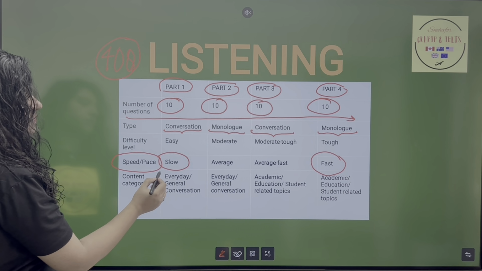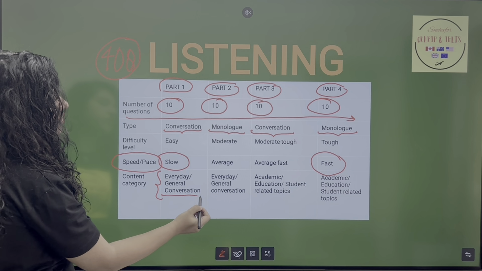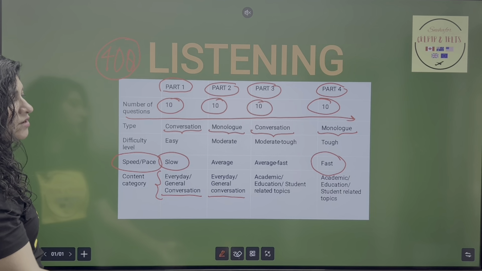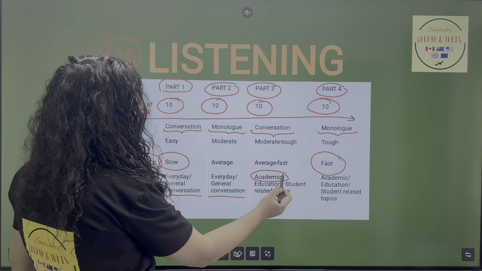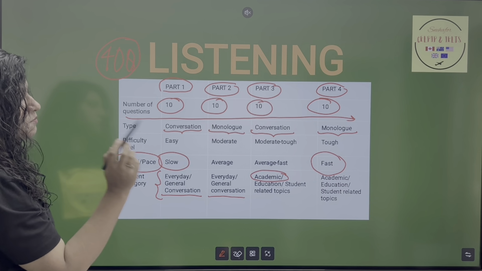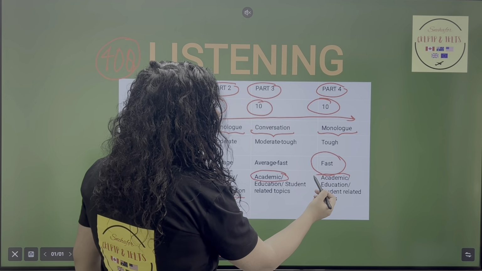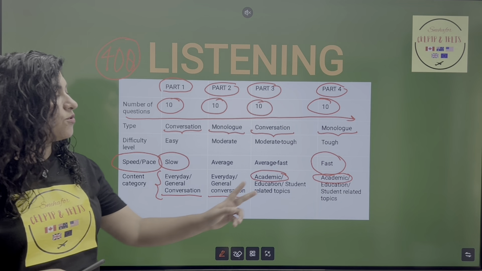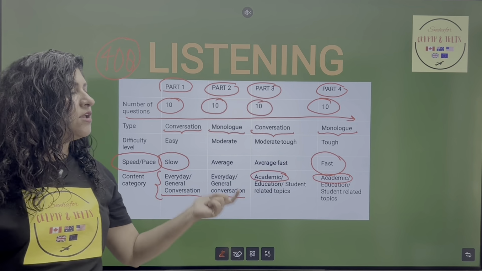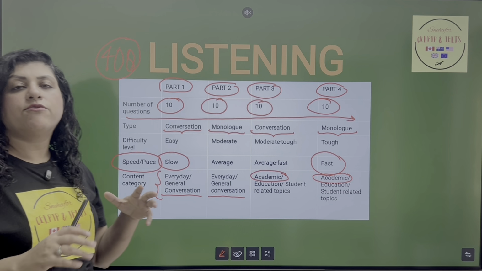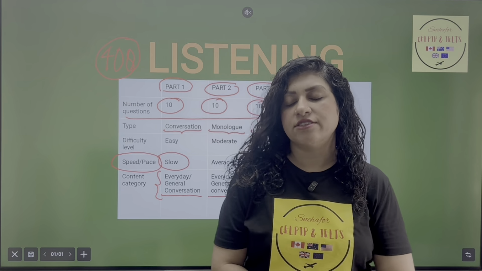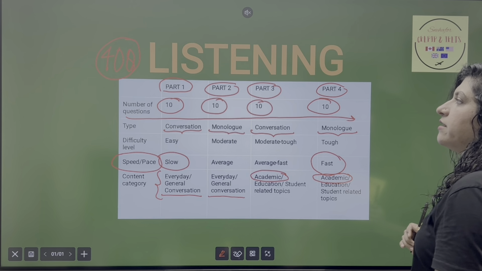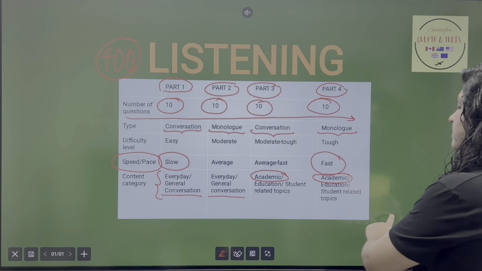Part 1 will be a very general everyday conversation. Part 2 is again a very general everyday monologue. Part 3 is a more academic type of conversation between speakers, and part 4 is again a monologue, which is academic in nature. So the topics are more academic in part 3 and part 4. On the other hand, in part 1 and part 2, you have very general topics, very general discussion going on. So this is how your listening module is conducted.